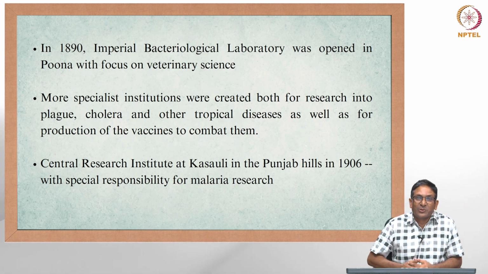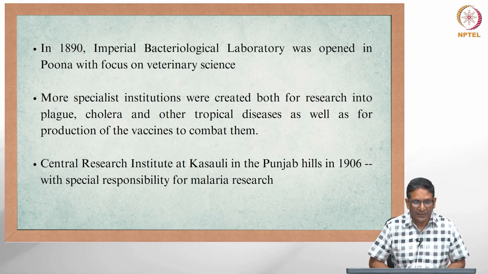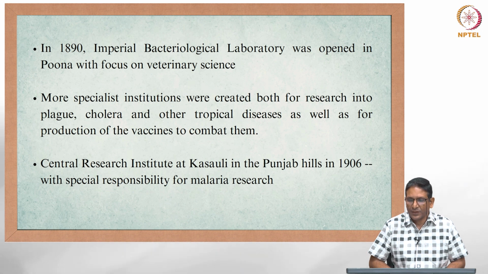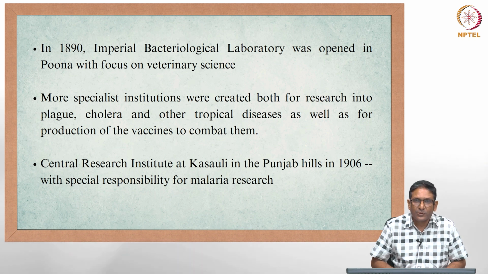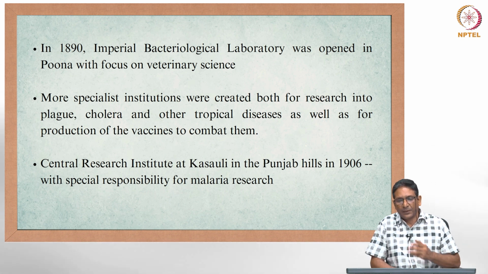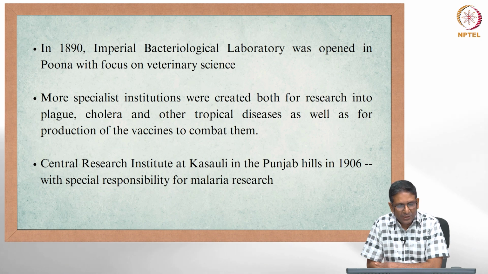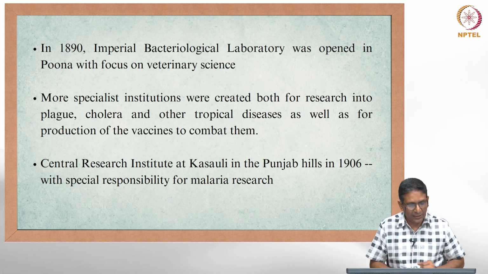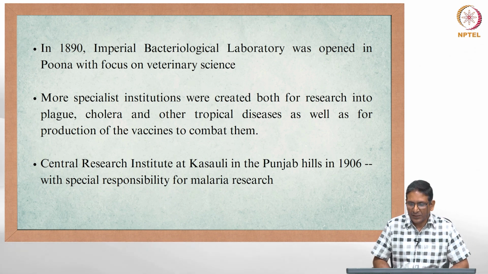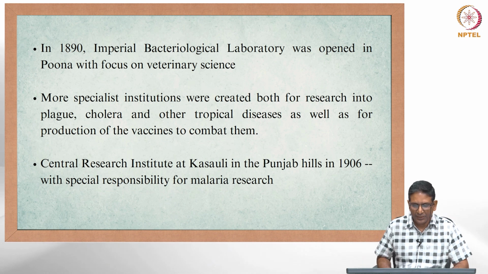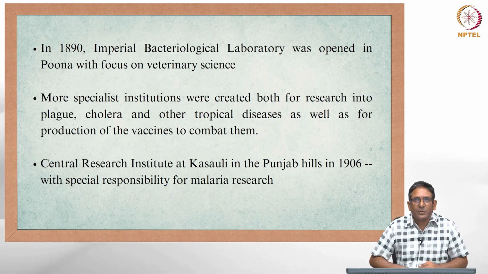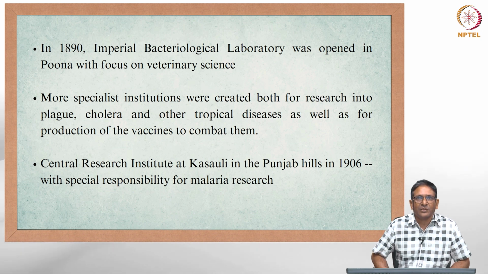But veterinary science generally was one of those fields under the broad rubric of tropical medicine which attracted attention. And more such specialist institutions were created for research into diseases like plague, cholera, and other tropical diseases, not only for research and understanding of these diseases, but also for actual production of vaccines to combat them. One such was the Central Research Institute at Kasauli in the hills of Punjab in 1906, and it had a special responsibility for malaria research. Of course, eventually it also did other kinds of research as well.